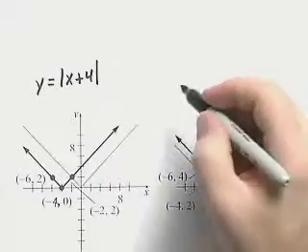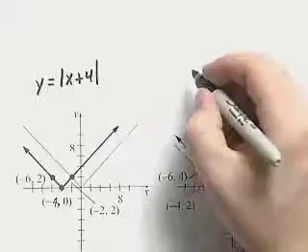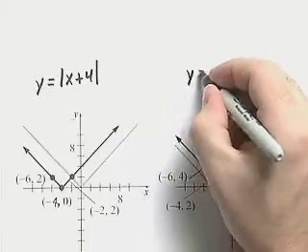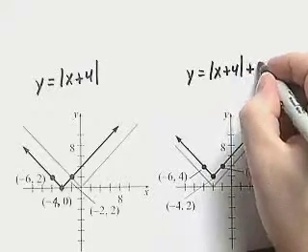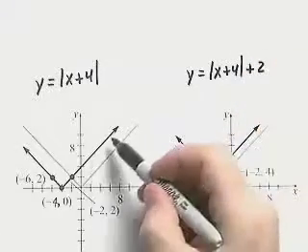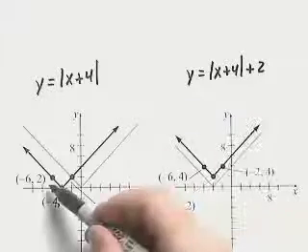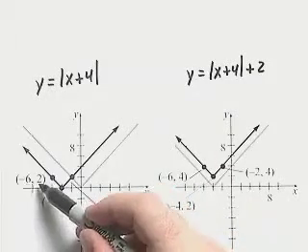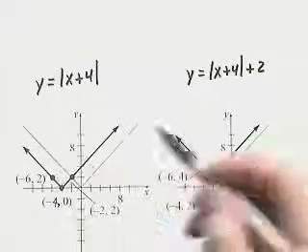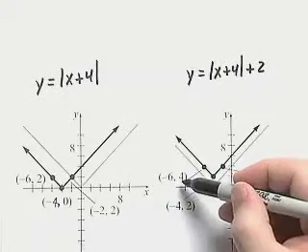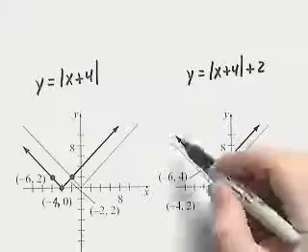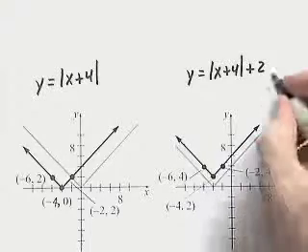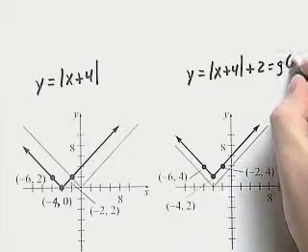The last thing we need to do is to shift this graph up 2 units. That will give us the graph of the absolute value of x plus 4, plus 2. So we're going to take this graph and shift it up 2 units. If we pick a point, say negative 6, 2, go up 2 units, that will correspond to the point negative 6, 4. We've added 2 units to the y-coordinate. This is our final graph, so this is the graph of g of x.